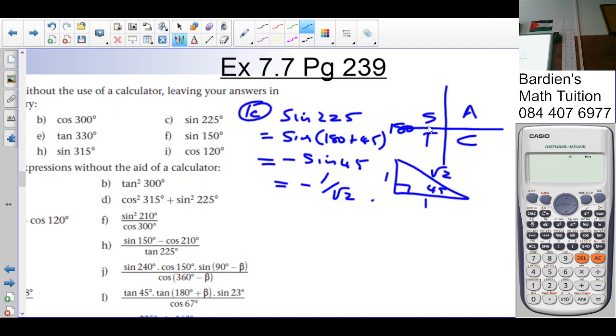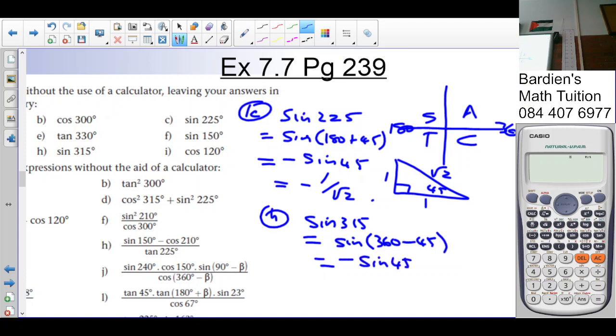What's the next one? H. You got sine of 315. Which quadrant is 315 in? Fourth quadrant. So it's sine of 360 minus 45. In the fourth quadrant sine is negative, so it's negative sine 45, which is negative 1 over root 2. Who asked this question? The textbook is the issue.